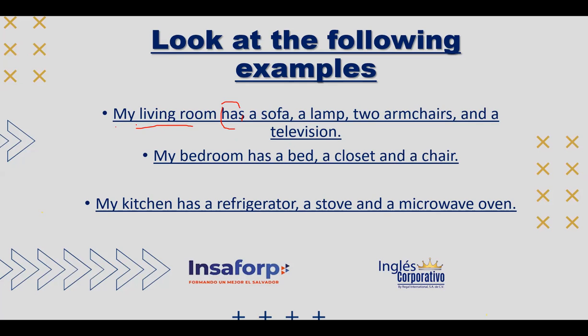And we say, for example, my living room has a sofa, a lamp, two armchairs, and a television. My bedroom has a bed, a closet, and a chair. My kitchen has a refrigerator, a stove, and a microwave oven.